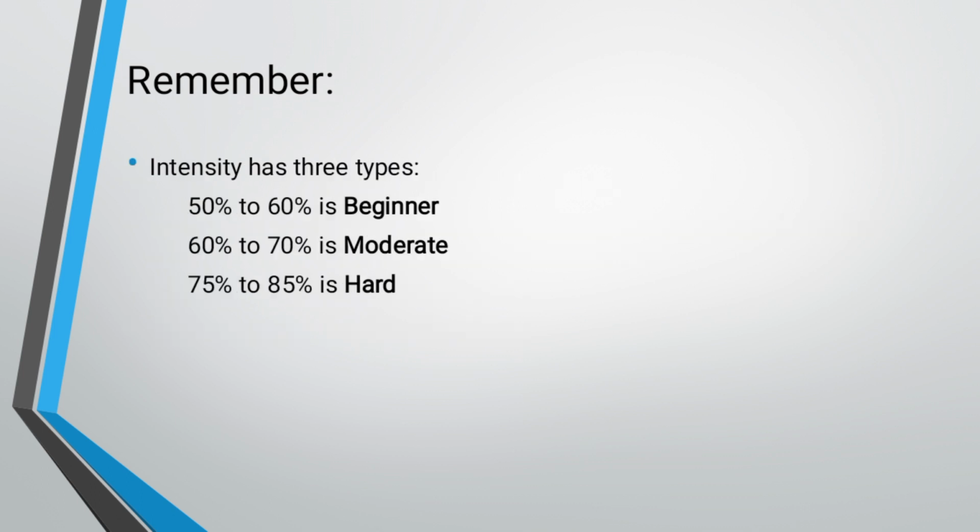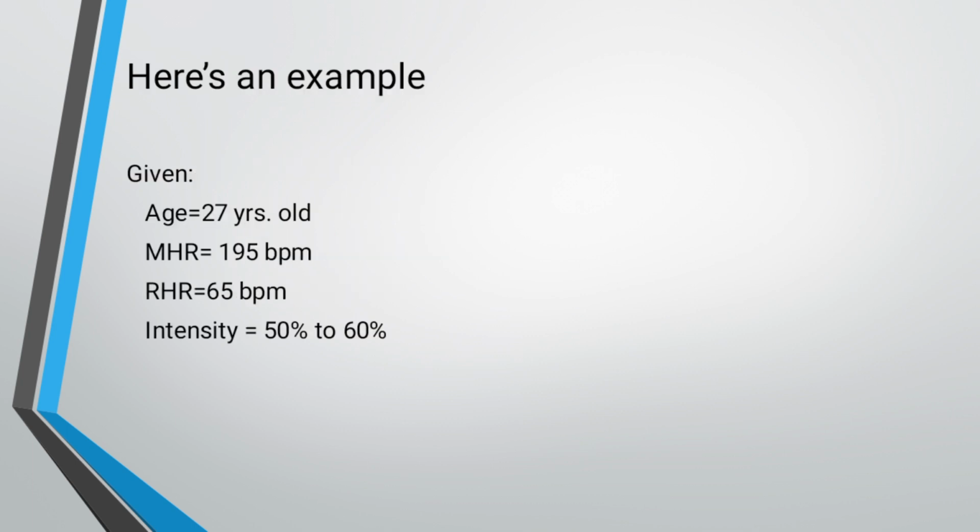Remember, intensity has three types: beginner, moderate, hard. Beginner 50% to 60%, moderate 60% to 70%, hard 75% to 85%.